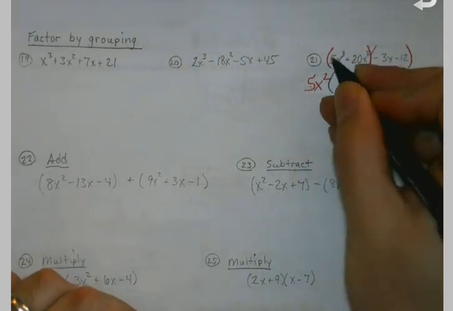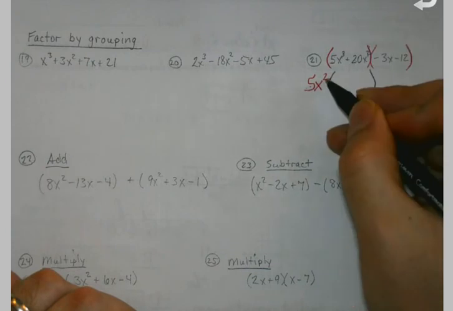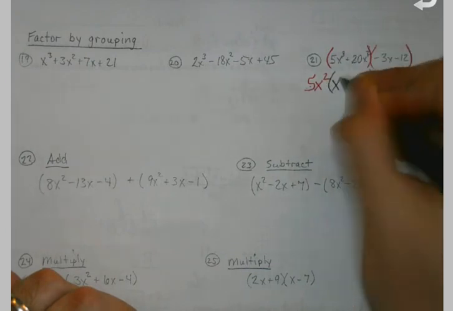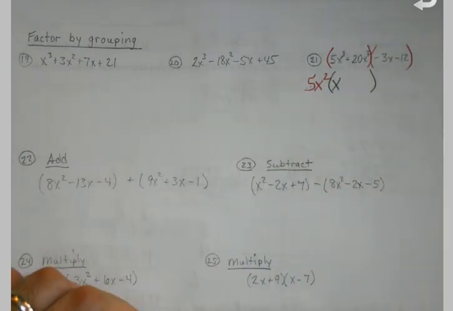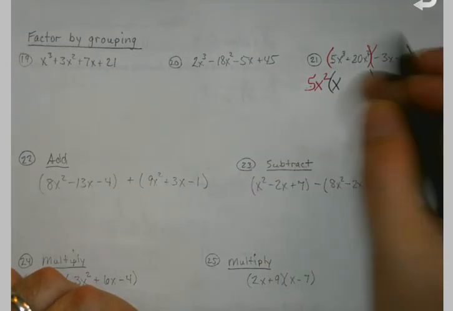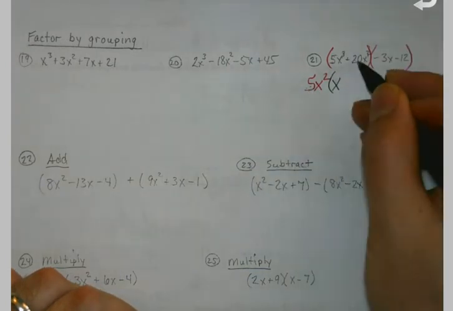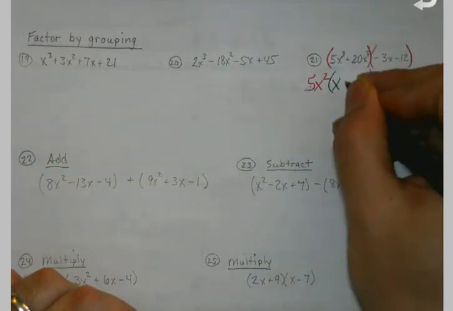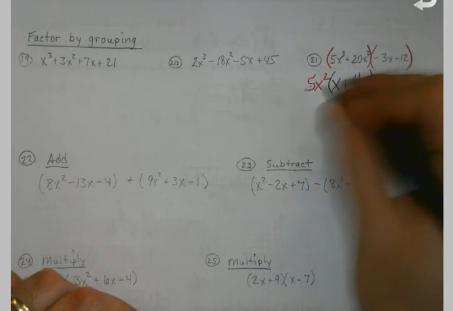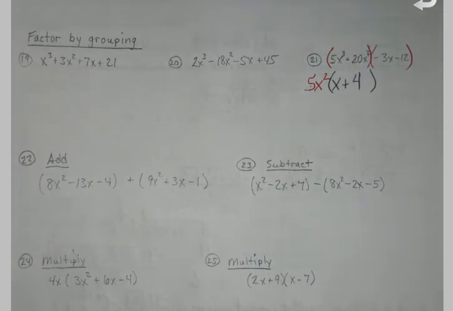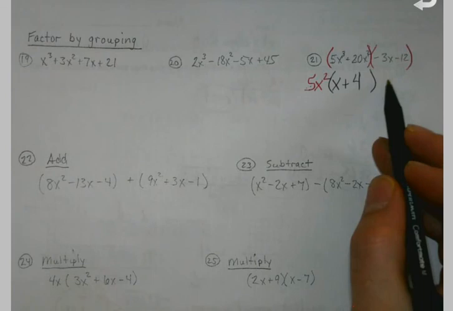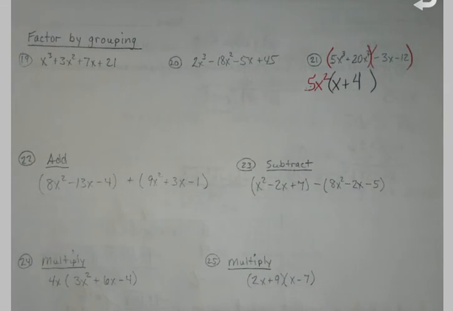Okay, I've already got the 5. I got 2 x's, I need 3. So I need one more. I need to get from 5 to 20, which is 4, but I've already got all the x's, so that's good. And I remember, if I did this right, when I factor on the next one, I should get x plus 4 again.